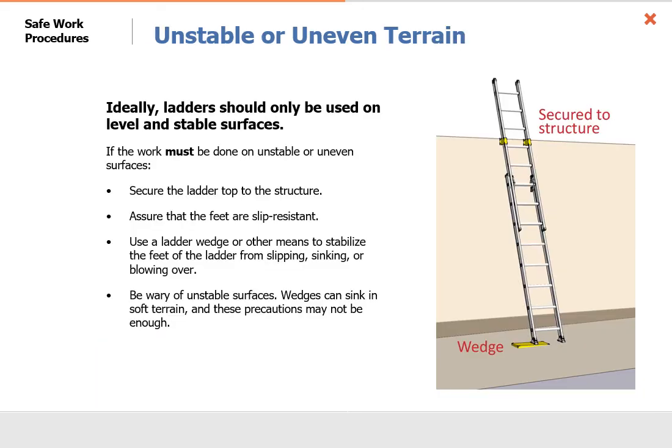Unstable or uneven terrain. Ideally, ladders should only be used on level and stable surfaces. If the work must be done on unstable or uneven surfaces, secure the ladder to the top of the structure. Assure that the feet are slip resistant and use a ladder wedge or other means to stabilize the feet of the ladder from slipping, sinking, or blowing over. Be wary of unstable surfaces. A wedge can sink in soft terrain, and these precautions may not be enough.